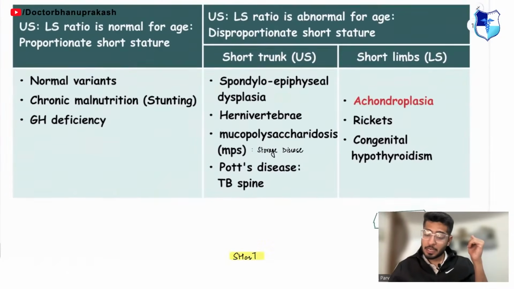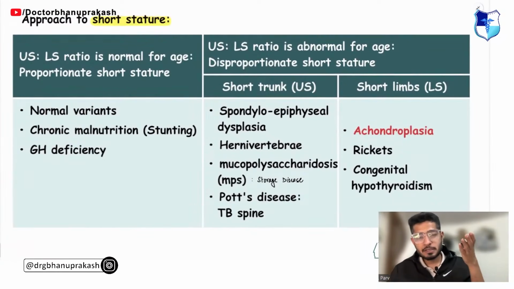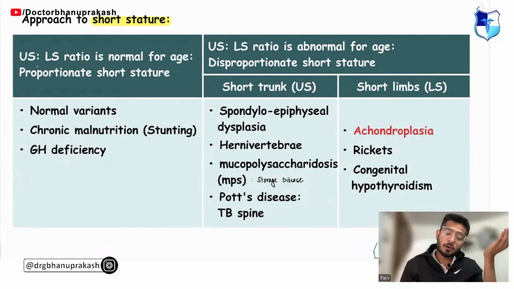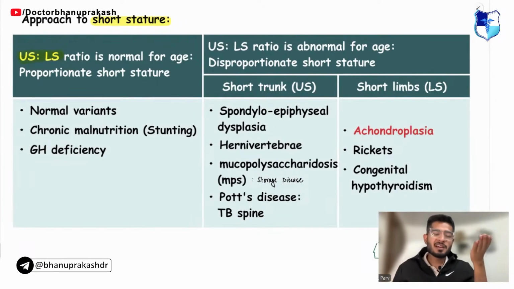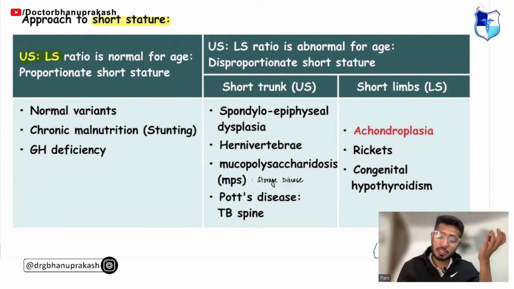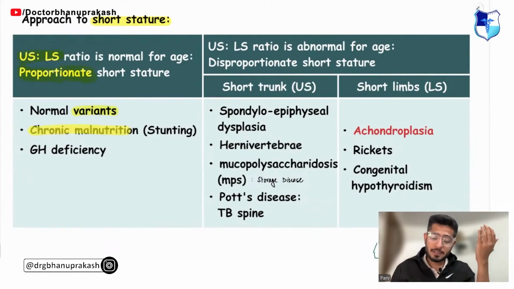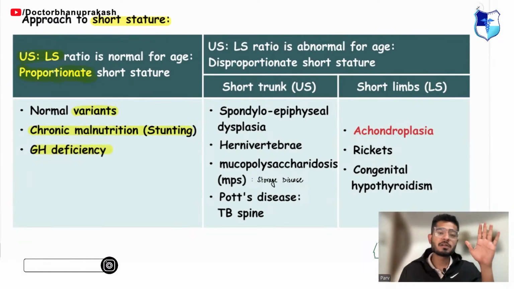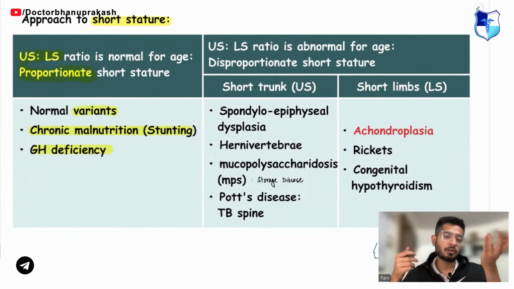Now, bache, coming on to one more thing, approach to short stature. I have asked you about the constitutionally small baby and the familially small baby. Now, if the upper segment to lower segment ratio is normal for age, then they are proportionately short stature. Proportionately short means they are actually just short. Chronic malnutrition is stunting, and growth hormone deficiency. In all these cases the upper segment to lower segment ratio is normal, but overall they are small. Either it's growth hormone deficiency, normal variant, or chronic malnutrition.